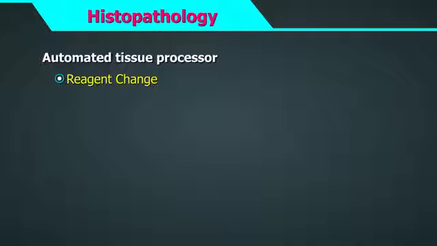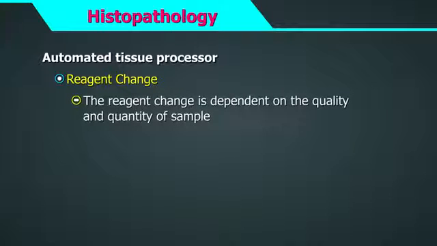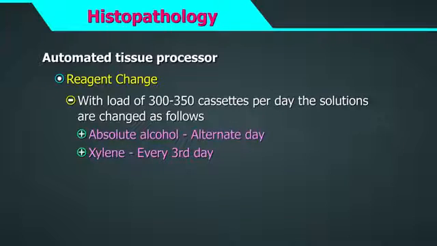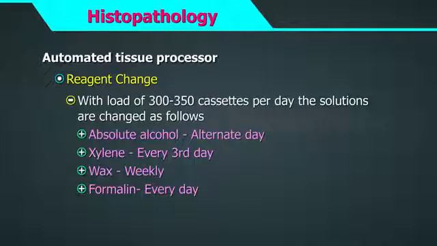The reagent solutions should be changed depending upon the quality and quantity of samples processed. Typically, with a present load of 300 to 350 cassettes per day, the solutions need to be changed as follows. Absolute alcohol in first container, alternate day. Xylene, every third day. And wax weekly. However, formalin needs to be changed every day.